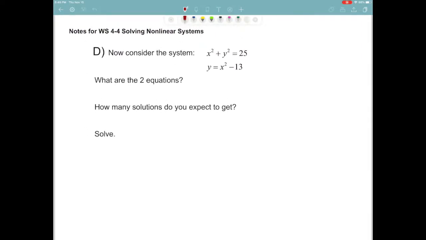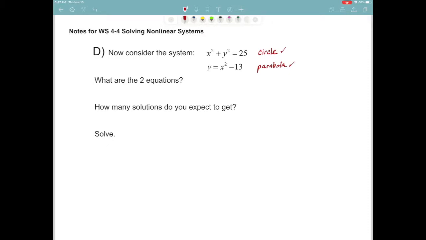Next one, we have now consider the system x squared plus y squared equals 25 and y equals x squared minus 13. So if you think back to earlier in the year when we did problems that had x squared plus y squared equal 25, this is the equation of a circle. And then we have another parabola there. So what are our two equations? We just answered that. One's a circle, one's a parabola.